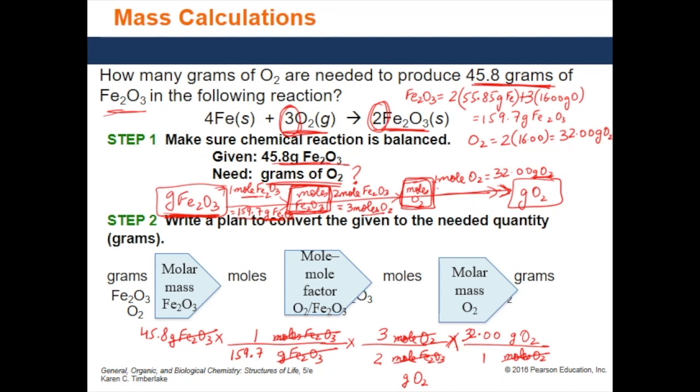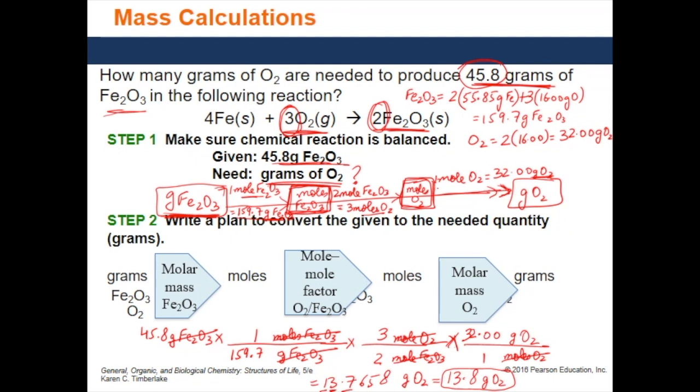Multiply by 3 divided by 2 multiplied by 32.00 would give you 13.7658 grams of O2. How many sig figs did we have in the question? 3. How many sig figs do we want? 3. So 1, 2, 3. That would give you 13.8 grams of O2. That would be our final answer for this particular question.